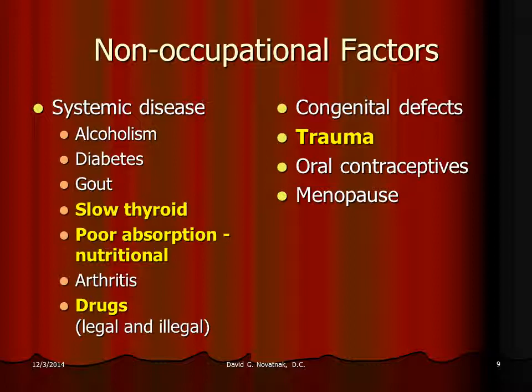There's also effects from congenital defects. There's defects in the wrist at birth. There's trauma to the wrist. Oral contraceptives are pretty well known to be causing carpal tunnel problems because women who are on them retain fluid, and also women going through menopause have more carpal tunnel problems. Another interesting thing is that Caucasians have carpal tunnel at a much higher frequency than the rest of the population. This is followed by Hispanics and then by blacks or Afro-Americans, and the least people with carpal tunnel problems are Asians.